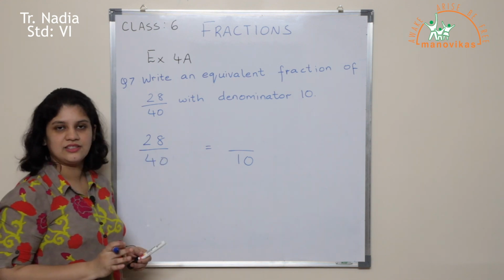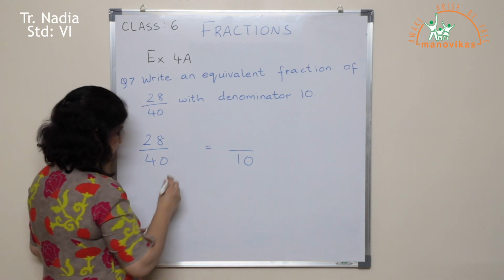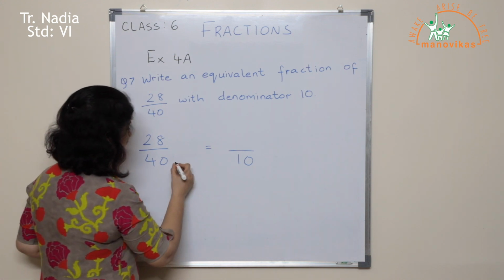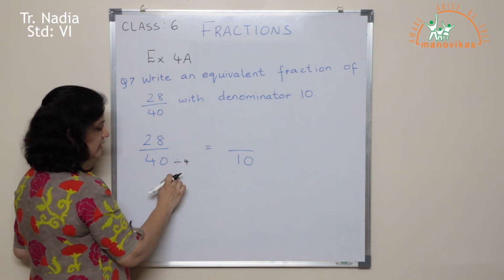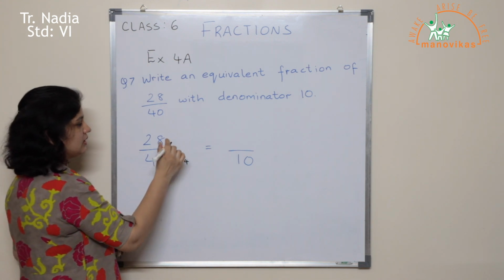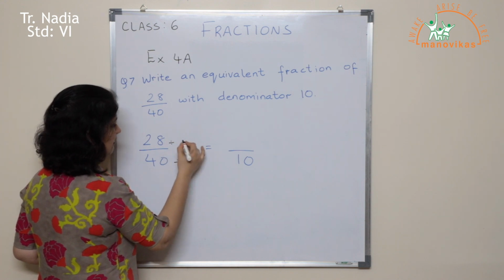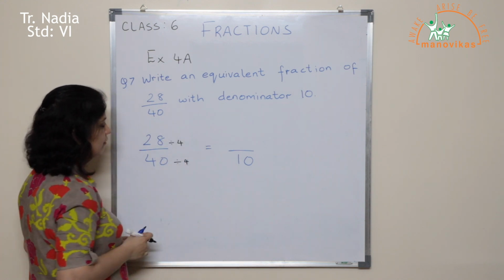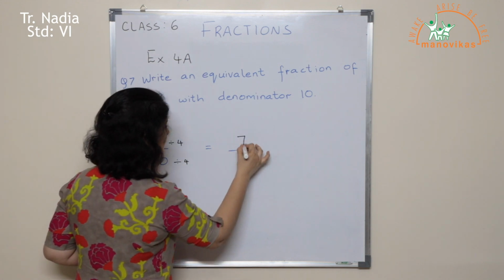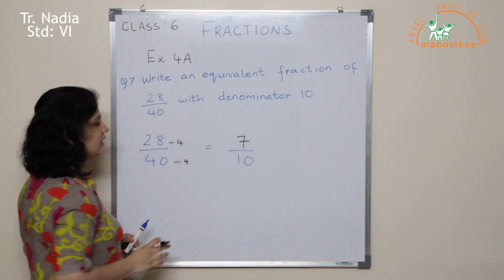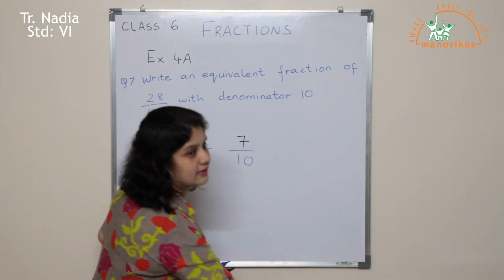So this is an instance of division. So 40 divided by what will give me 10? It will be divided by 4. Now whatever I do in the denominator, I have to do the same thing in the numerator. So I will divide the numerator also by 4. 28 divided by 4 is 7. So the required fraction is 7 upon 10.